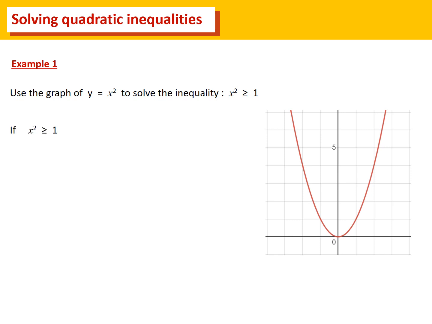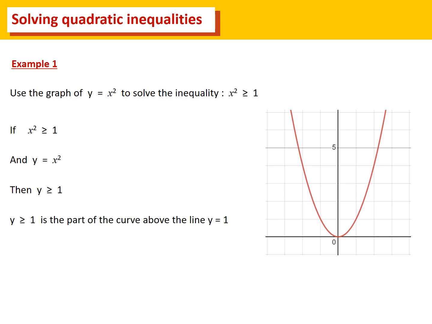And if x squared is greater or equal to 1, but we're also saying that y equals x squared, which it is on this graph here, then putting the two together, that must mean that y is greater or equal to 1, because in this inequality here, we're simply replacing x squared with y to give us y greater or equal to 1.